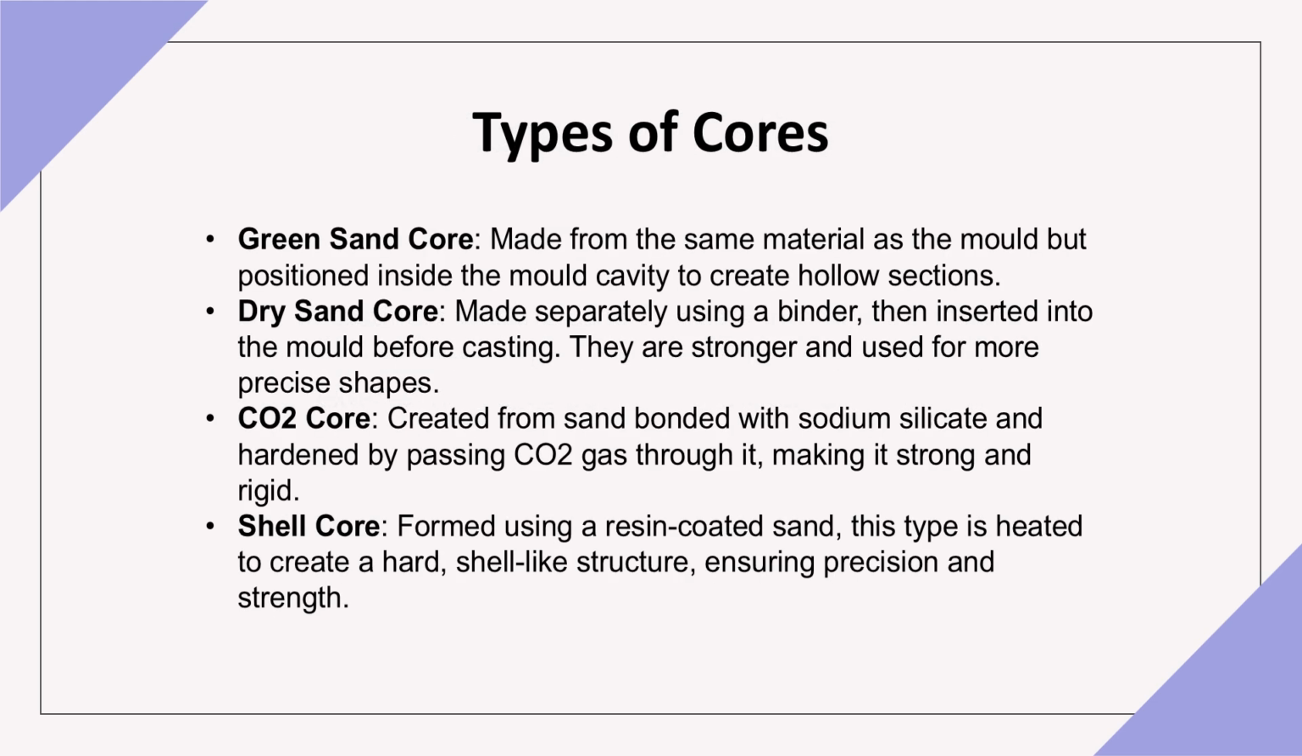Green sand core, made from the same material as the mold, typically used for simpler shapes. Dry sand core, made separately using a binder and then inserted into the mold for more precise casting.